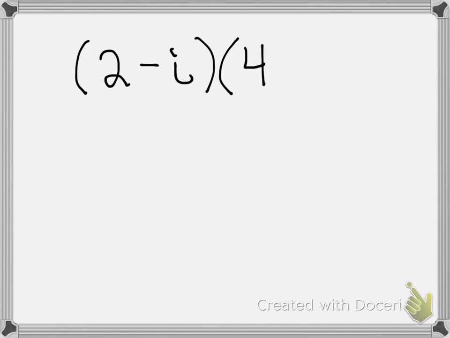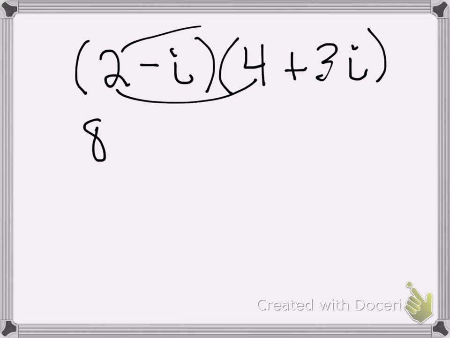Okay, next example would be an example of the distributive property, which we know as FOIL when we're multiplying binomials. It's really just the distributive property. But that's two binomials. That's just like 2 minus i times 4 plus 3i. So first times first would be 2 times 4. That's going to give us 8. Outside would give us positive 6i.